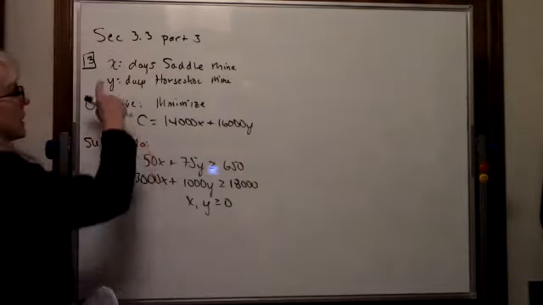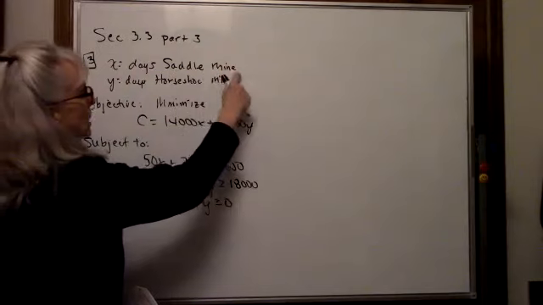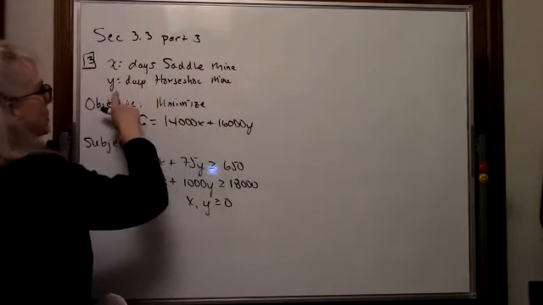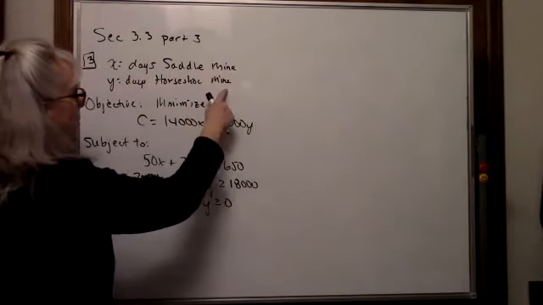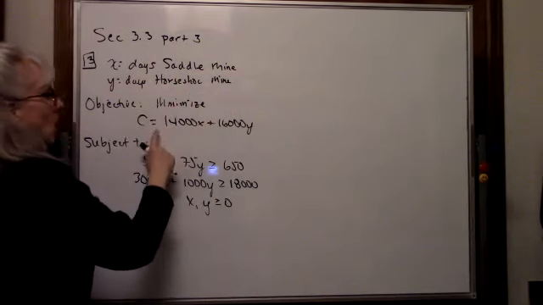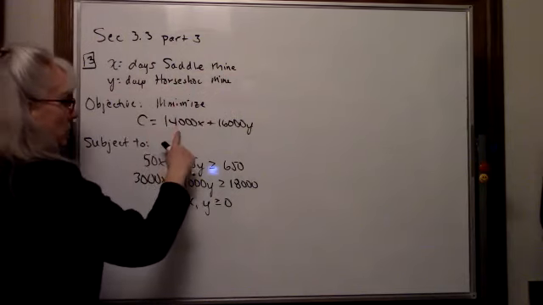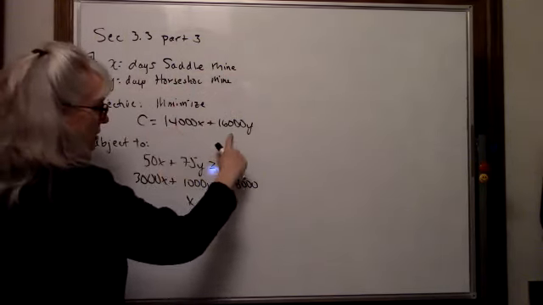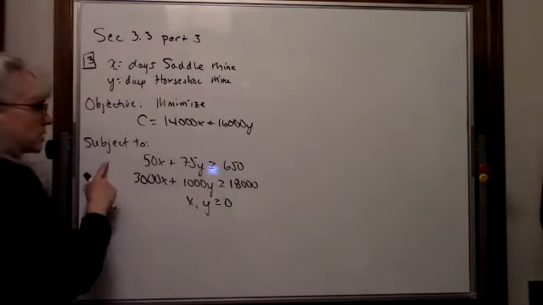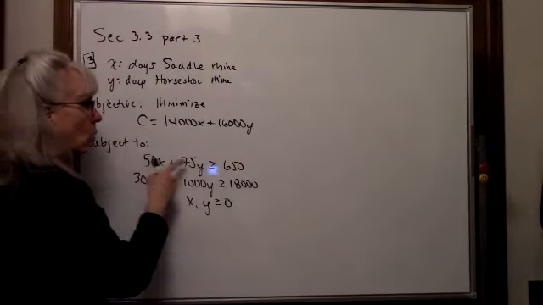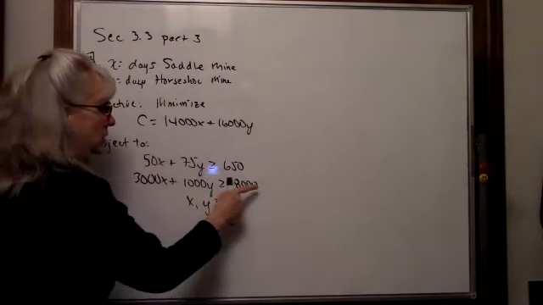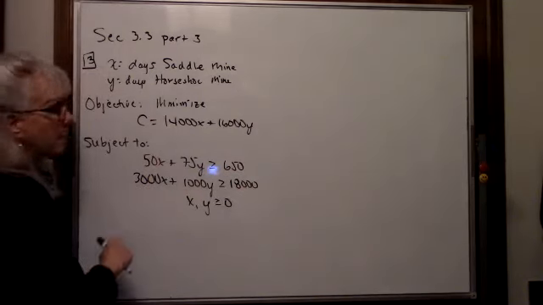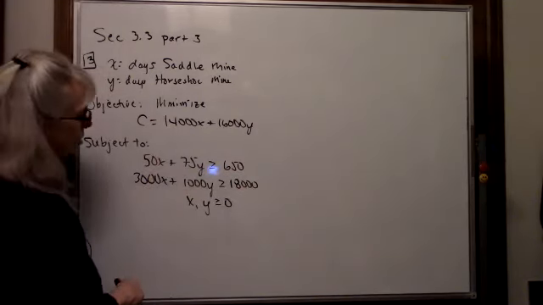So if you remember, we let X be the number of days that the saddle mine was operated. Y was the number of days that the horseshoe mine was being operated. Our objective was to minimize the cost. It was $14,000 a day for one mine, $16,000 a day for the other mine. That's subject to, and one of these equations was the gold equation. The other one was the ounces of silver that we were producing. But there's our objective and our constraints.